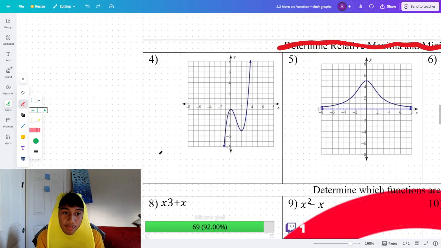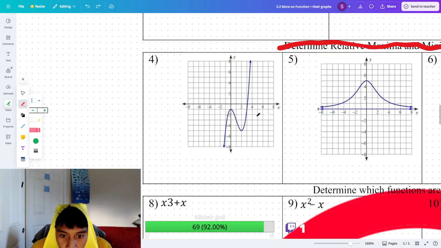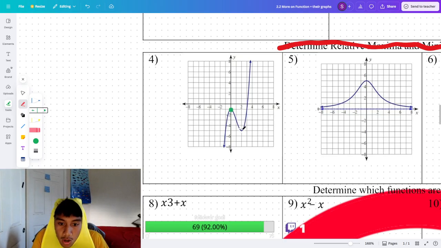Question number 4. This parabola is a little strange. We have another wonky graph, but nothing's too wonky for Banana. Okay, bro.